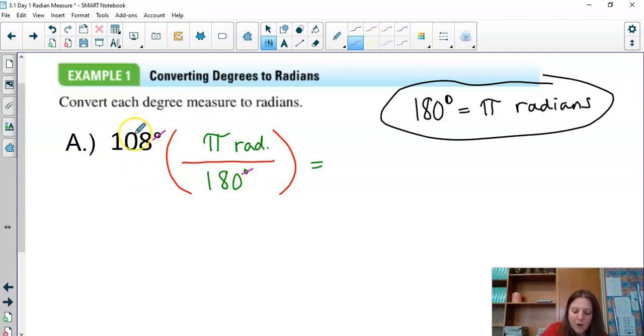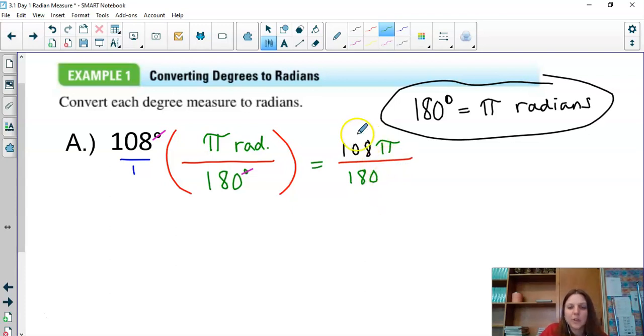And if you have a hard time viewing these as a whole number times a fraction, then just make it into a fraction. Okay, 108 times pi is 108 pi. You are not going to put pi into your calculator today. 1 times 180 is 180. The last thing that I need to do here is I need to reduce this fraction.